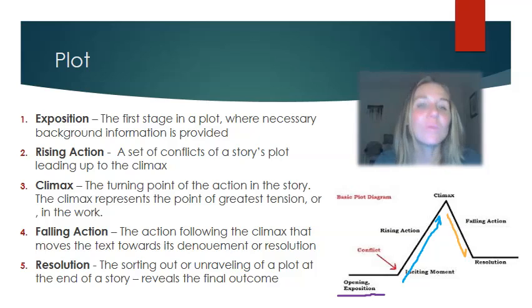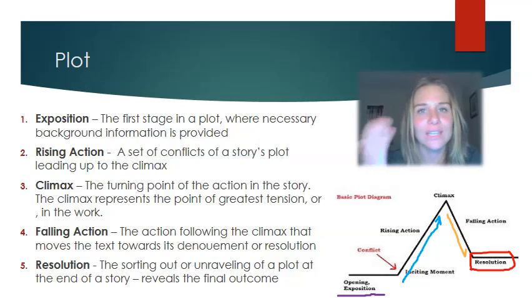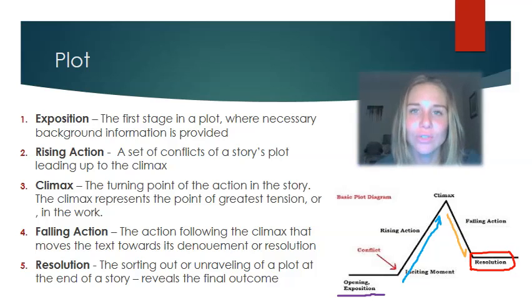And then lastly, we have our resolution. The resolution is the sorting out or unraveling of the plot at the end of a story. It reveals the final outcome. Generally gives us all of the information. It lets us know what happens as a result of the entire story. The resolution is how things are resolved or finished.